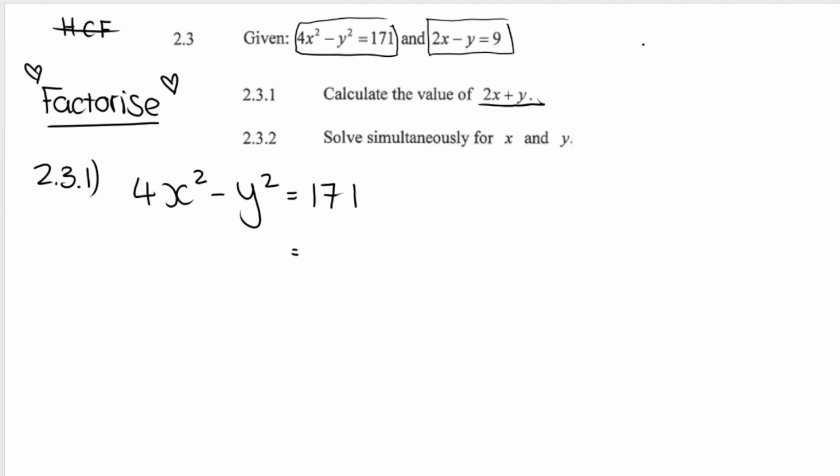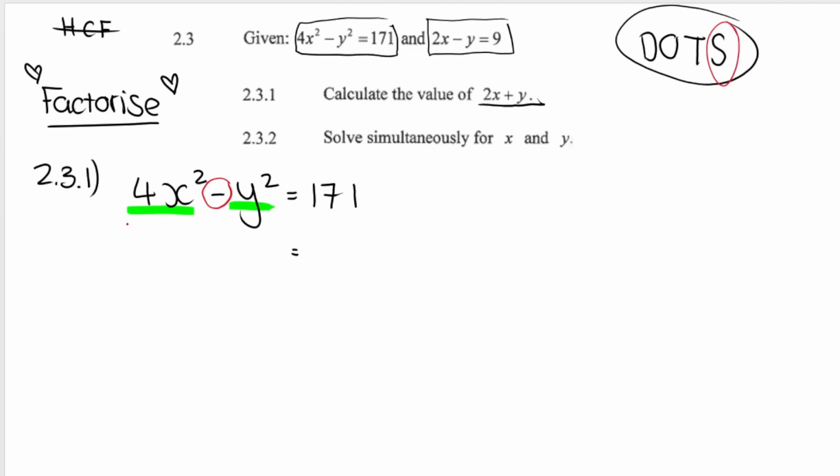Let's try DOTS. Difference of two squares. Why would I try DOTS? Difference of two squares works if you have two terms, which I do. If there's a minus between the terms, which there is, square numbers, that's where the S comes from, difference of two squares. 4 is a square number, and the other rule is that there must be even exponents. 2 is an even number, 2 is an even number, so we can do DOTS.